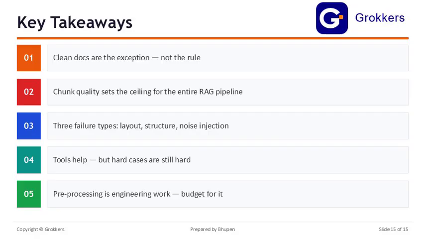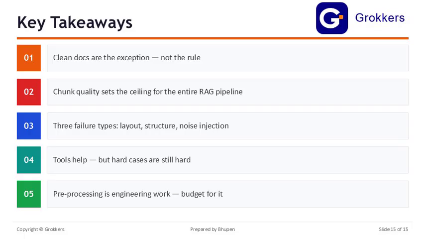5 things to carry forward from this lesson. First, clean, well-structured documents are the exception in real projects, not the rule. Build your pipeline assuming the messy case, not the clean one. Second, chunk quality is the ceiling for the entire RAG pipeline. Degraded chunks cannot be recovered by better embeddings or a more capable language model.